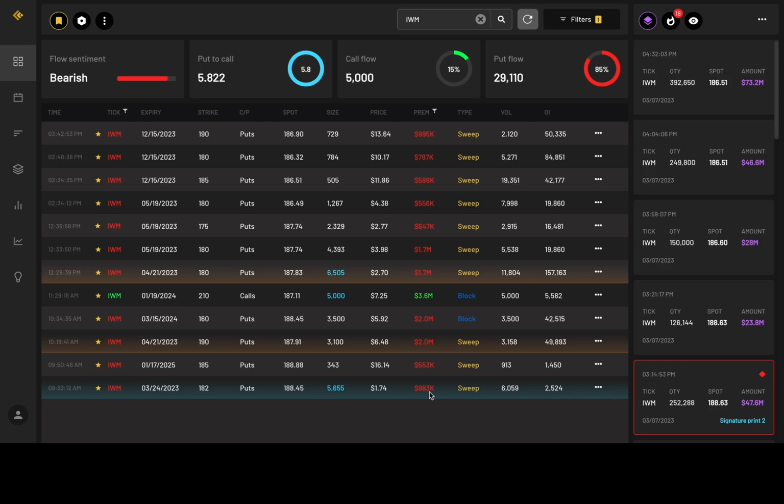Over 983,000 in size, over 5,655 in size, 182 strike price. That's pretty aggressive for March 24th. Okay, so puts. This one's a block order for 210 strike price for calls. That's a block order though, January 2024 as well. Okay, this one's a sweep order, definitely worth paying attention to. I think over 6,500 in size, 180 strike price, but its expiration date is for April. Okay, April 21st.